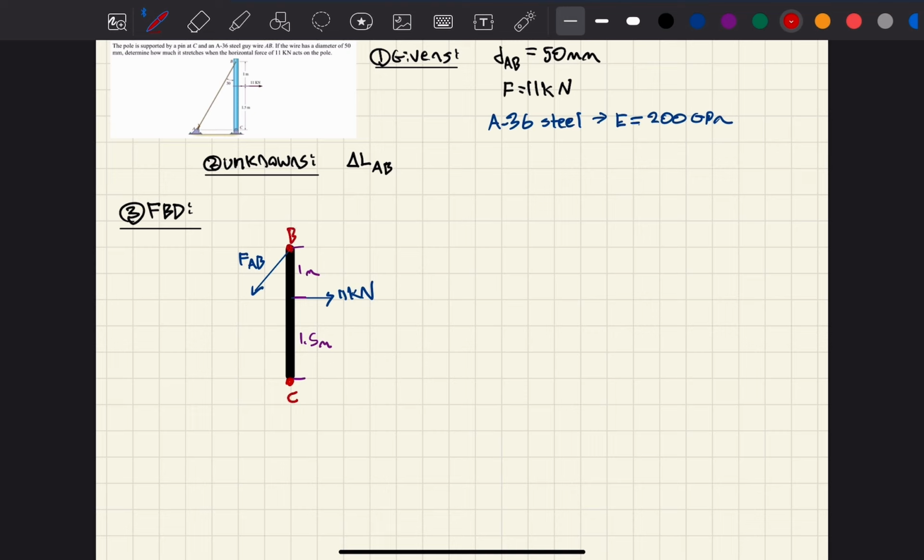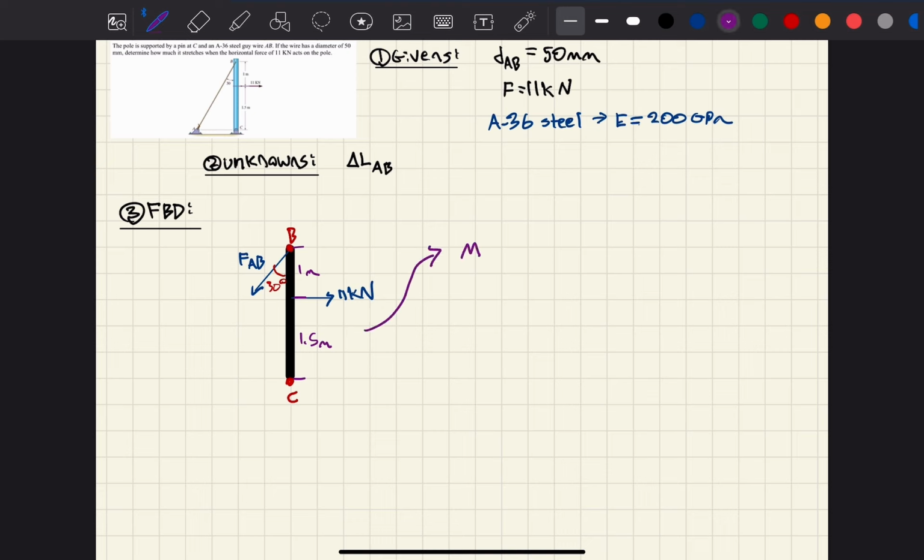How are we going to find this force FAB? Well, right off the bat, when I look at it, I think I can take a moment about C, right? And then using that, I can find, and oh, there's one more information I didn't put down. This angle right here is 30 degrees, right? So let's take a moment about C.